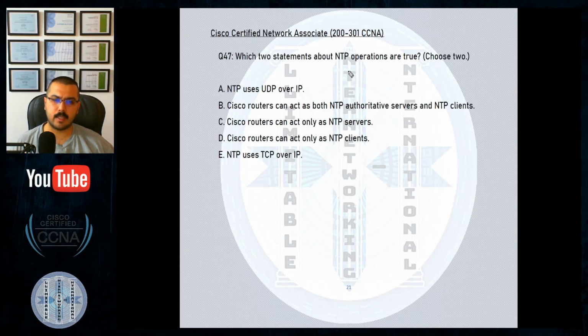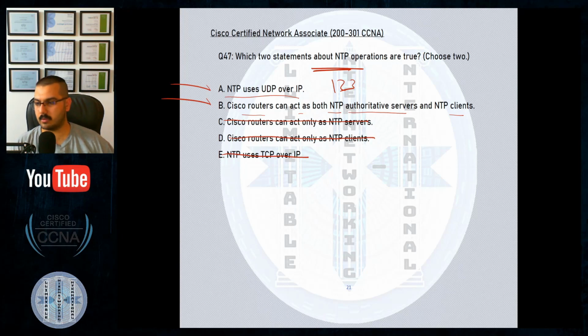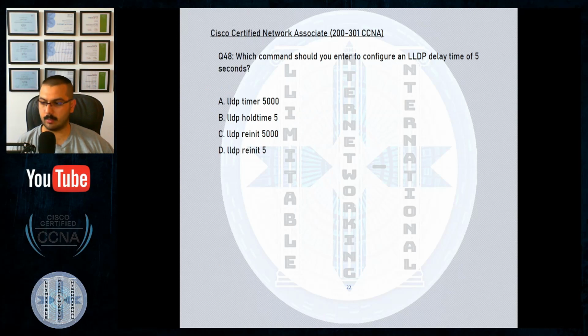Which two statements about NTP are true? NTP uses UDP. Yes, back in the slides you will see that it uses UDP 123. Cisco routers can act as both NTP authoritative server and client, and we did that in the lab definitely. Can act only as a server or only as a client? No. Uses TCP? No, it uses UDP 123. All of that information was already discussed and proven in chapter 4.